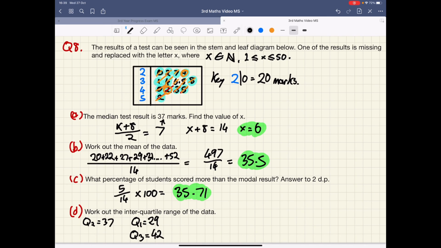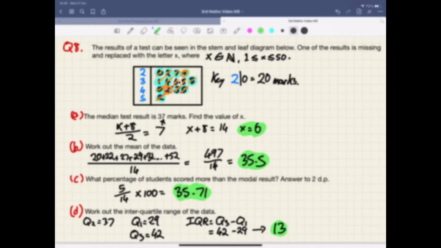To find the interquartile range, you take Q3 and subtract Q2. Sorry, not Q2, Q1, which is going to equal 42 minus 29, which is equal to 13. The interquartile range of this data is 13. And that is the last question and also the entire exam.